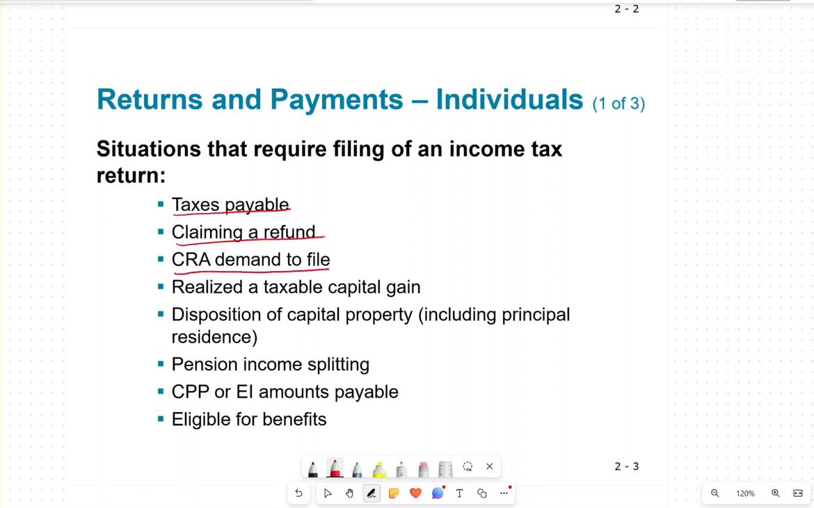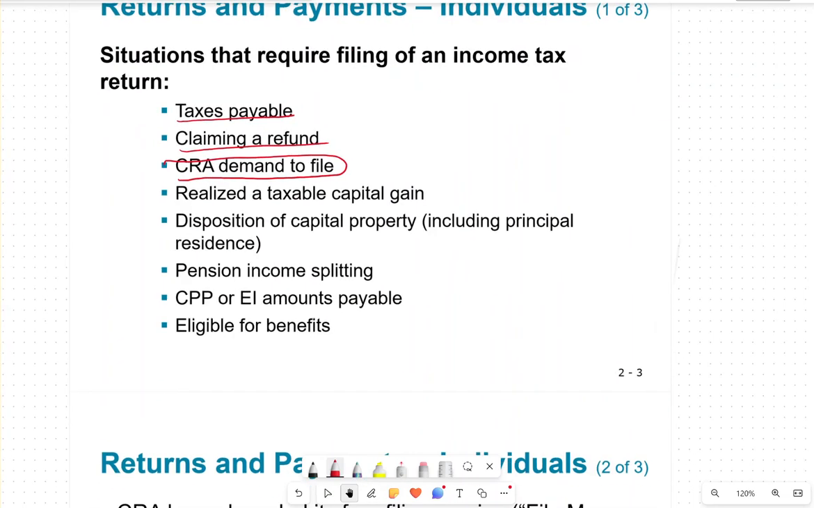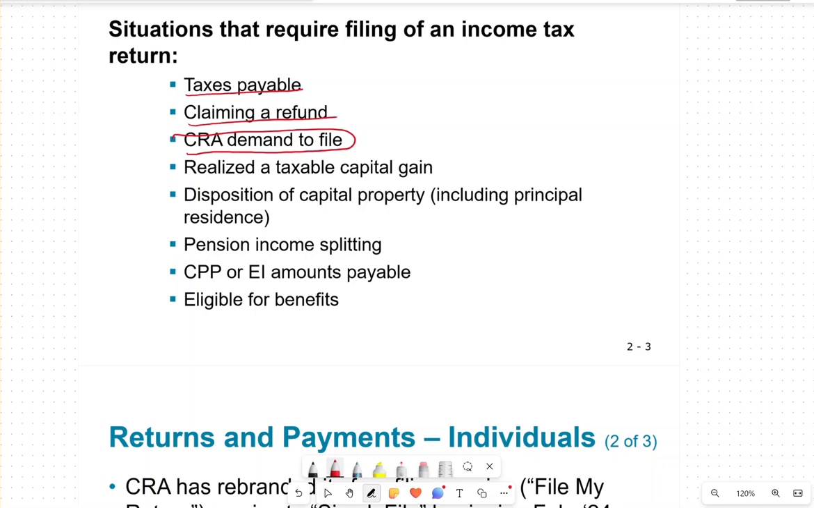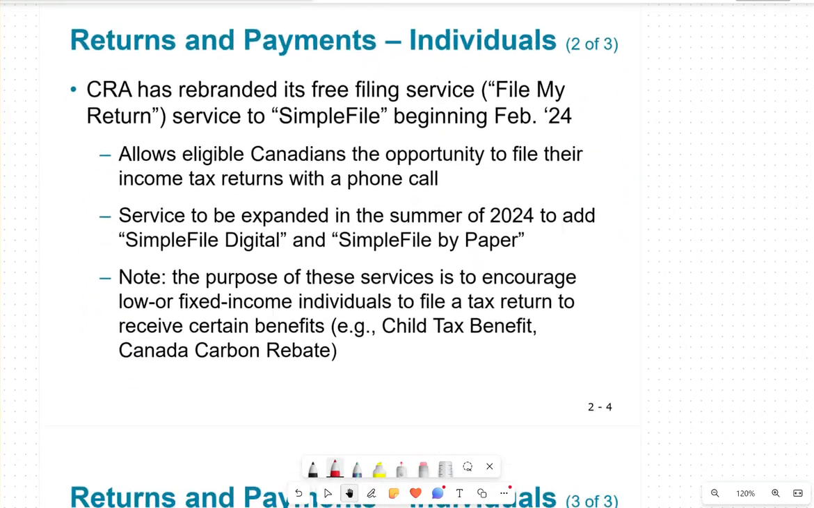Now, CRA demand to file means CRA demands you to file your return. You do it when you have to realize a gain, if you have a disposition of a capital property, if you're doing pension income splitting, or you have CPP and EI payable. If you're self-employed, or any other eligible benefits you are allowed, could be child care benefits or GST, or any benefit you are eligible for, you're not going to get it if you don't file your taxes.